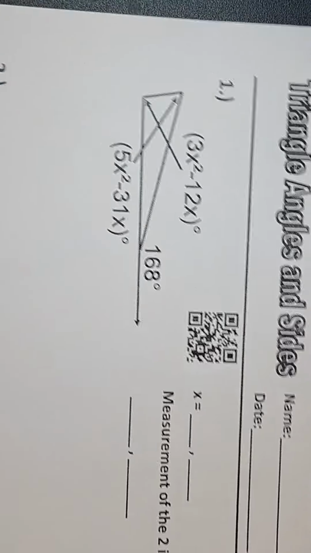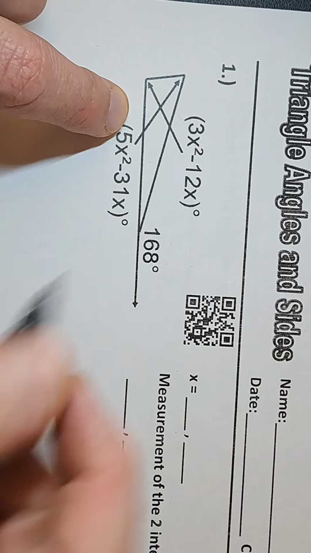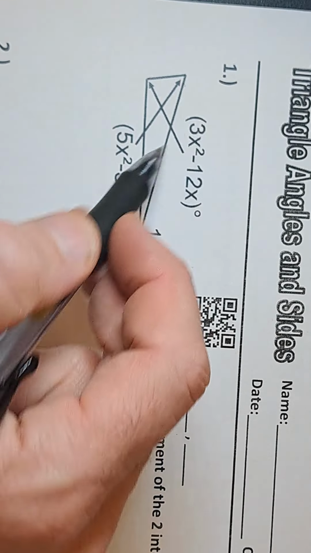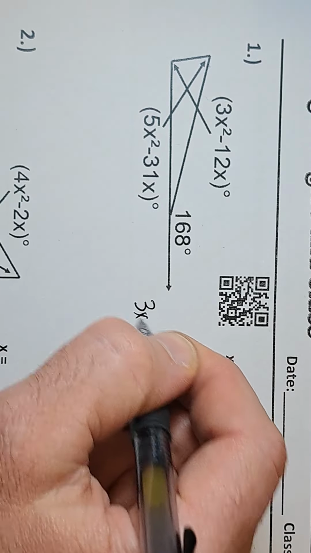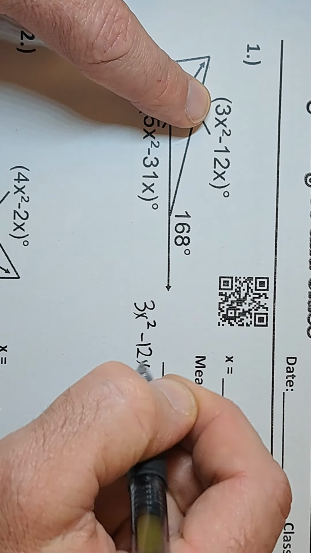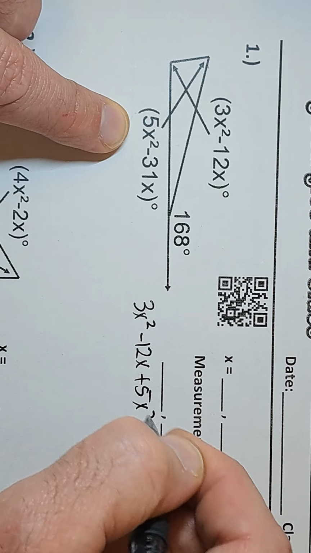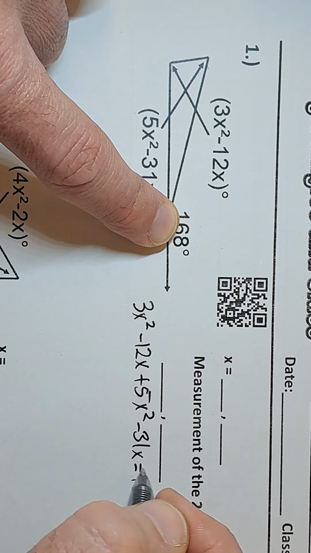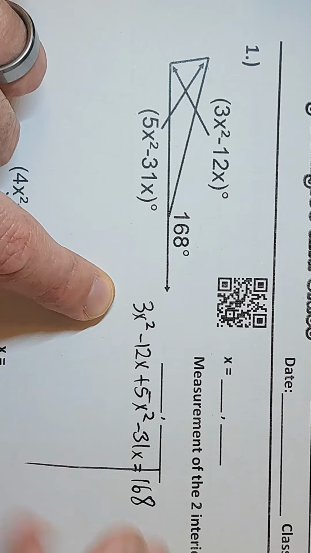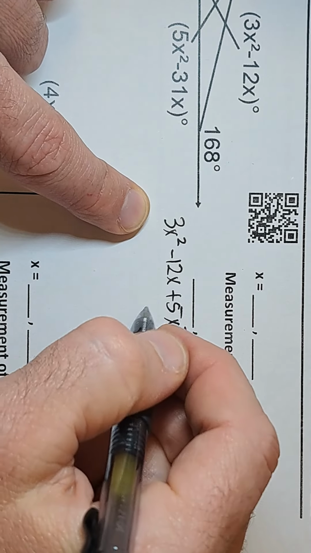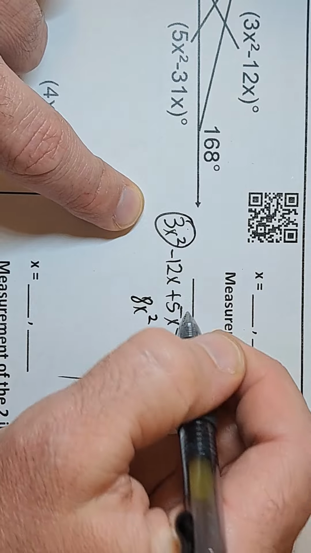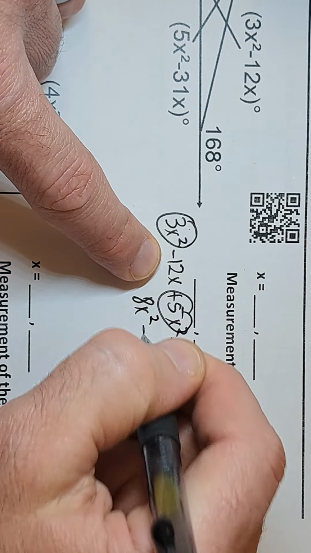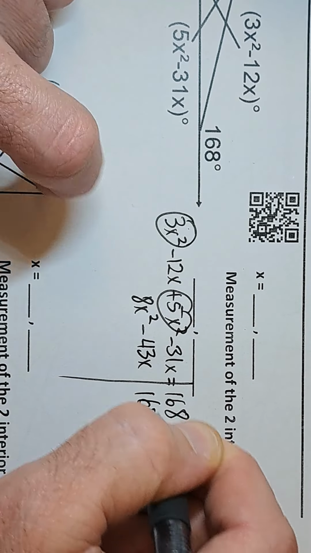Okay. Now over here on your assignment, this is like we've been doing. The remote interior angles add up to equal the exterior angle. So this plus this equals this. So 3x squared minus 12x plus 5x squared minus 31x equals this 168 degree angle. So we're going to combine like terms. 3x squared and 5x squared is going to make 8x squared. Negative 12x, negative 31x, that's going to be negative 43x equals 168.